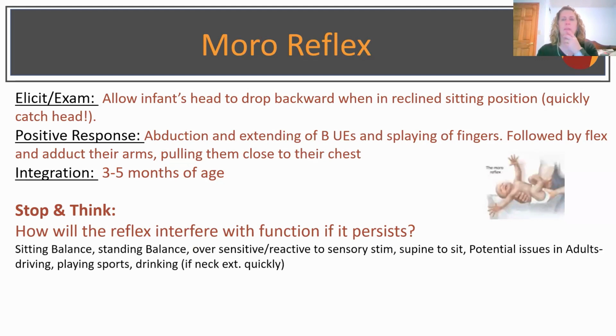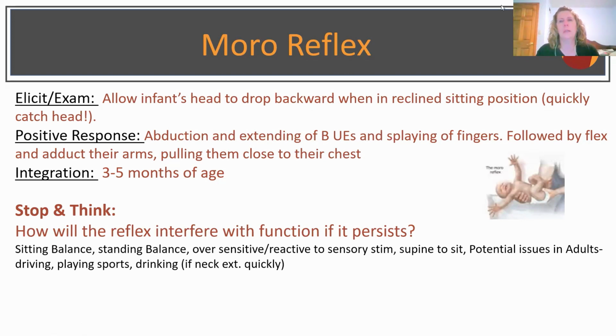Sitting balance. Let's say they're in sitting and they go to look up at something really quick. Their arms are going to fly out. Can happen in standing. They tend to have oversensitive or a lot of reactiveness to sensory stimuli. Supine to sit might be difficult because every time they're getting up, if their head falls back, they're going to fall back. Adults that have it may have difficulty with driving, playing sports, eating, drinking. If they go to drink something really quick, that neck extension is going to make their hands fly out, right?